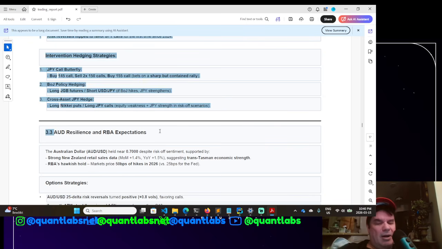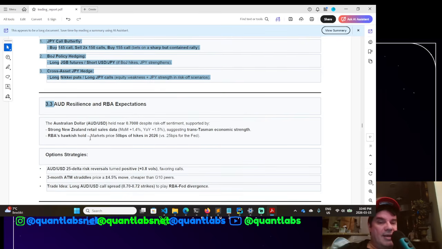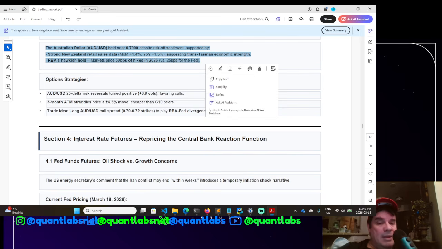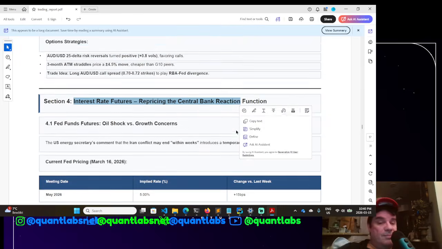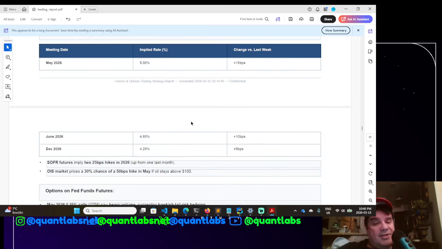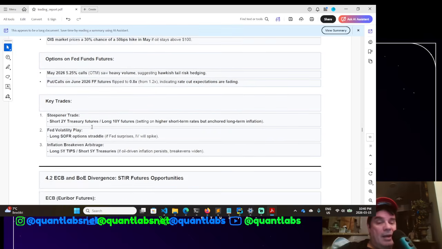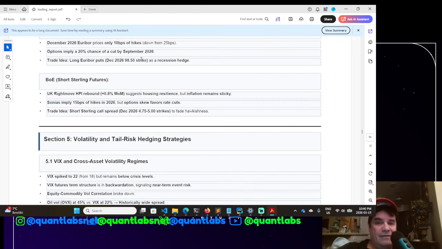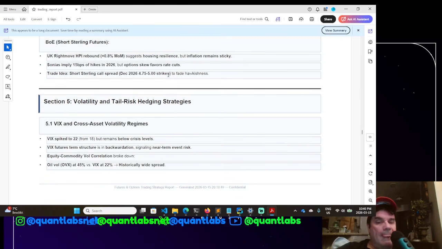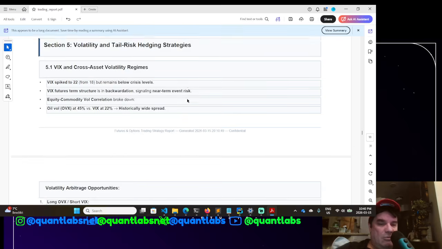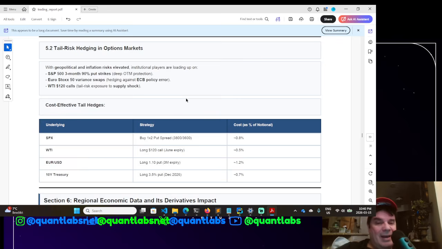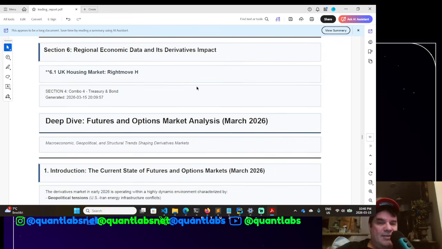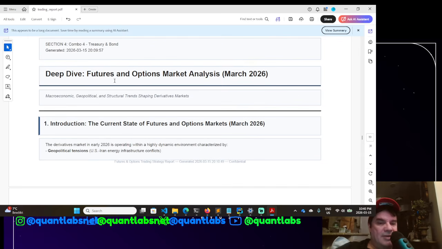Then we have the Australian dollar resilience and what the RBA is doing and how maybe New Zealand's being impacted by that. We also have interest rate futures. I mean, man, oh man, it just does not stop. And what the ECB and the Bank of England are going to do, and the different types of, never heard of this, STIR futures, opportunity, volatility, and tail risk. Regional economic data and derivatives, so it can have an impact on the UK housing market.